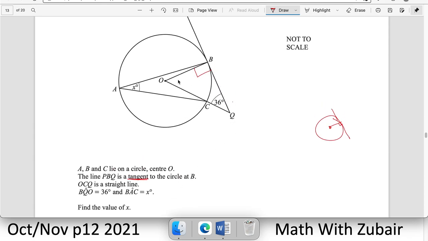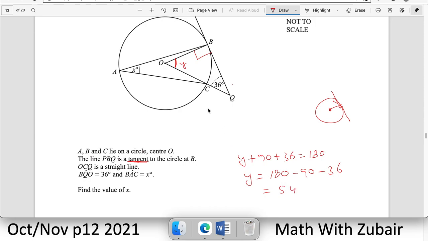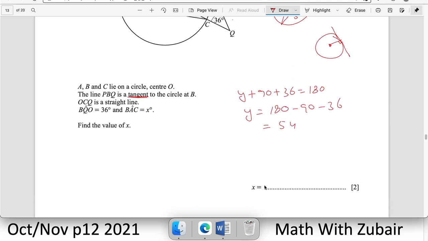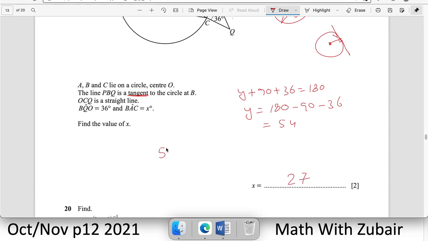For x, I am first going for this angle COB. Let me name it y. So y plus 90 plus 36 is equal to 180. y is equal to 180 minus 90 minus 36. It is 54. So y is 54. And then you use the next property, that the angle at the center is twice the angle at the circumference. It is half of 54, which is 27.